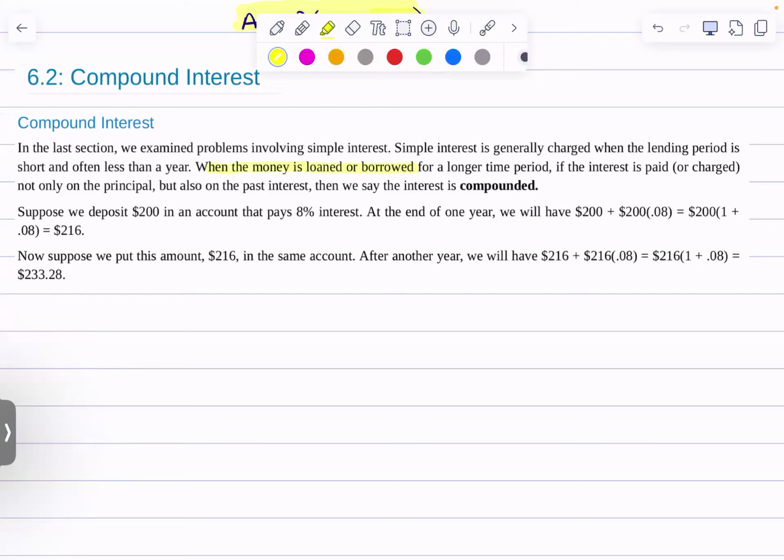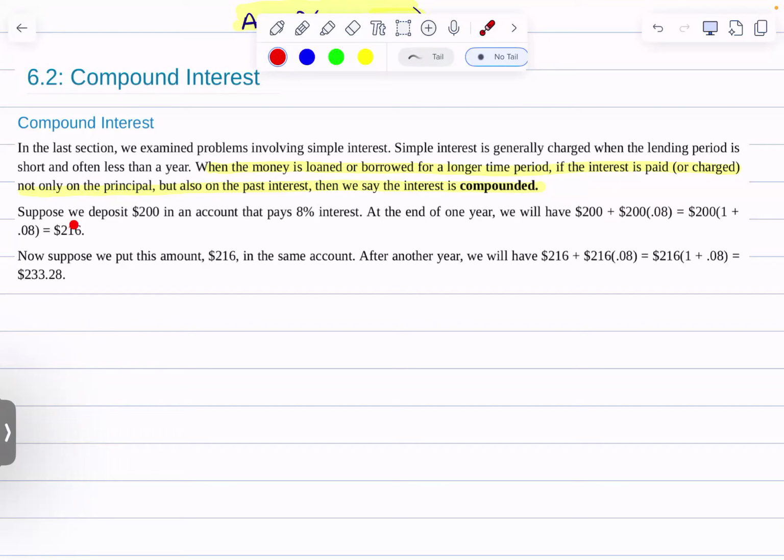When money is loaned or borrowed for a longer time period, if the interest is paid or charged not only on the principal but also on the past interest, then we say that it is compounded. And so that's what it means. If you think about the word compounding, it means to crush, right? And so you're putting things together. You're compounding your principal with your interest that you've earned or have to pay.